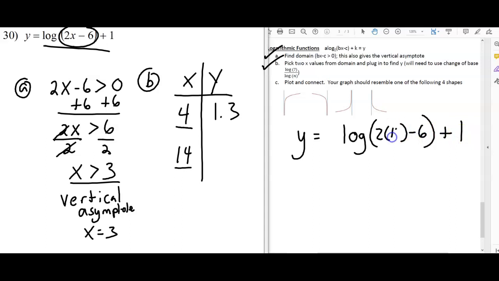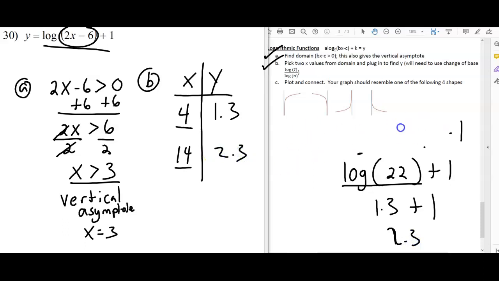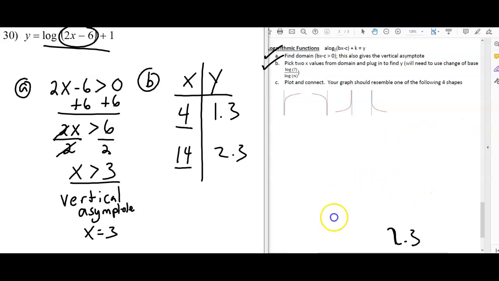So now we're plugging in 14. 28 minus 6 is 22. Log of 22, once again, directly in the calculator, no change of base needed, is 1.3. And adding that to 1 gives me 2.3. And we're good to go. Now we're just about ready to graph this thing. So, without any further ado, here we go. Plot and connect.